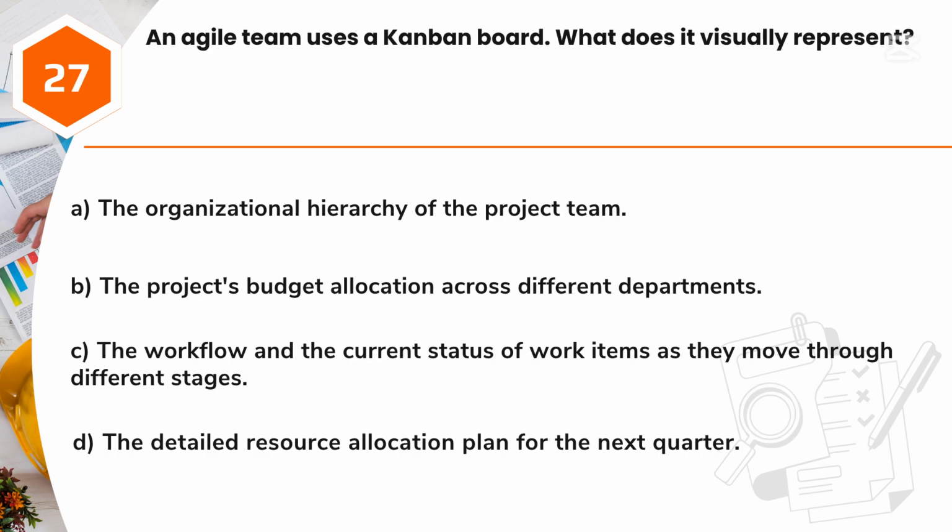Question 27. An Agile team uses a Kanban board. What does it visually represent? A. The organizational hierarchy of the project team. B. The project's budget allocation across different departments. C. The workflow and the current status of work items as they move through different stages. D. The detailed resource allocation plan for the next quarter.